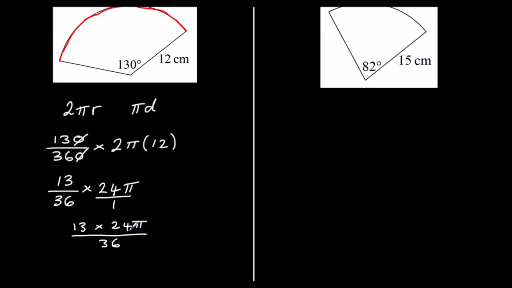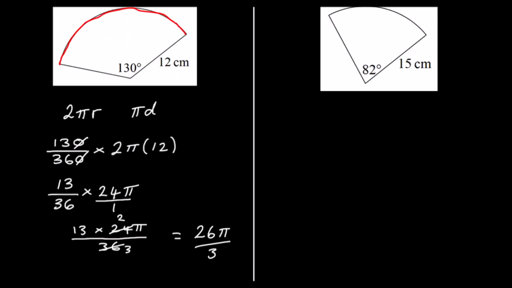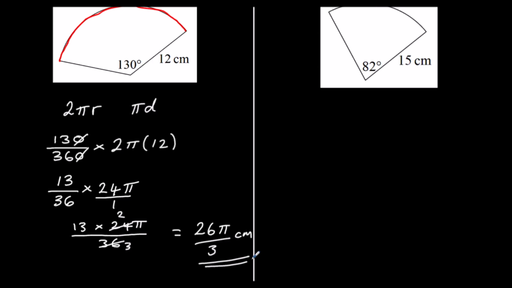Now we could do 13 times 24, or we could simplify it first. So 24 and 36 are both in the 12 times table. So we could change it to 2 and 3. Divide top and bottom by 12. So what's left? We've got 26 pi on top over 3. And that's as simple as it gets. 26 isn't in the 3 times table. And it's a length. We measure it in centimeters. So that's our answer. If we type this straight in the calculator, we would have got 26 over 3 pi. We would have got the same thing.